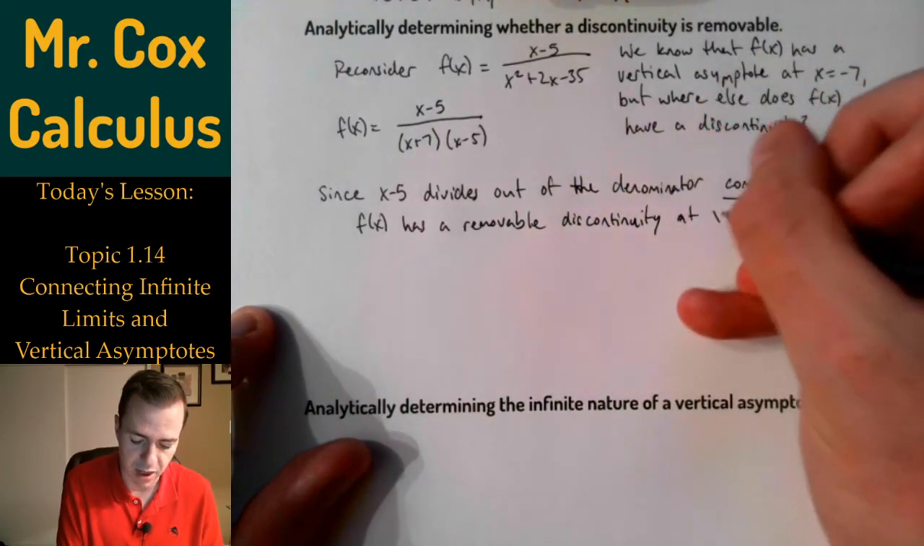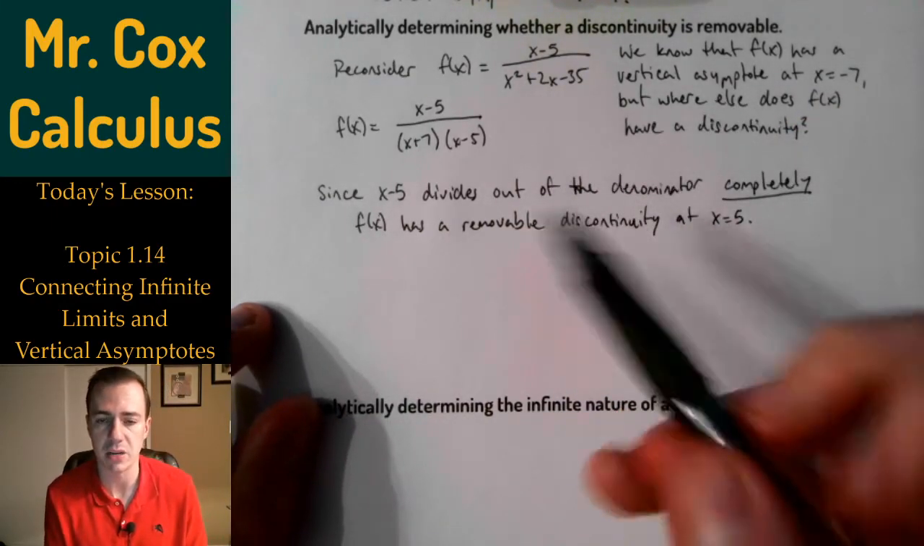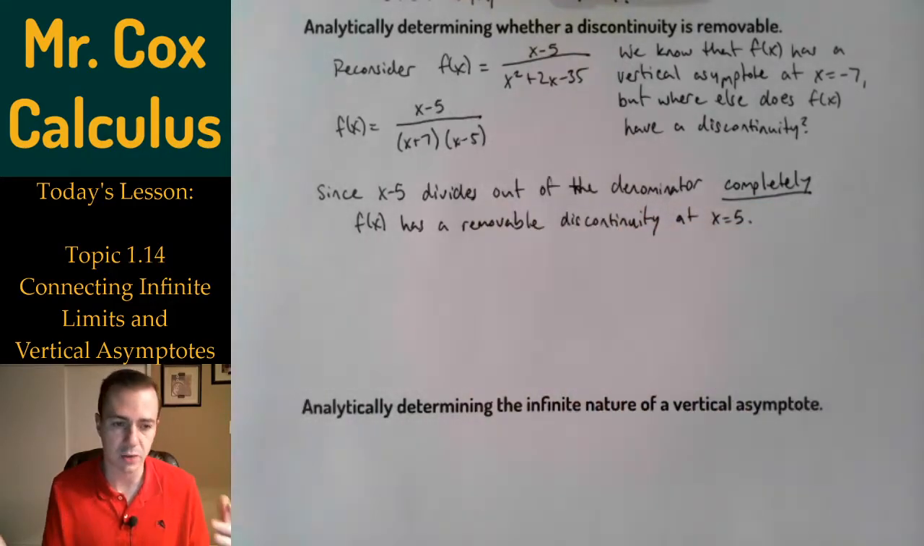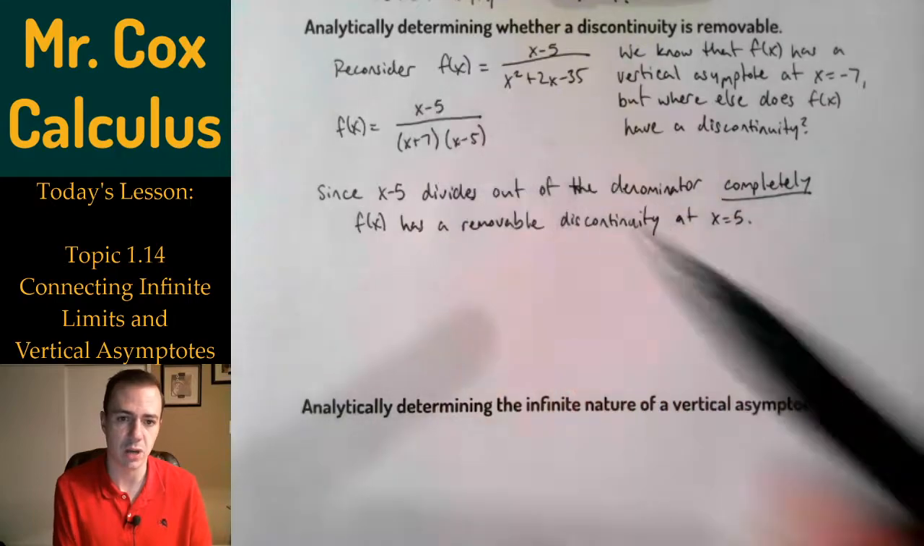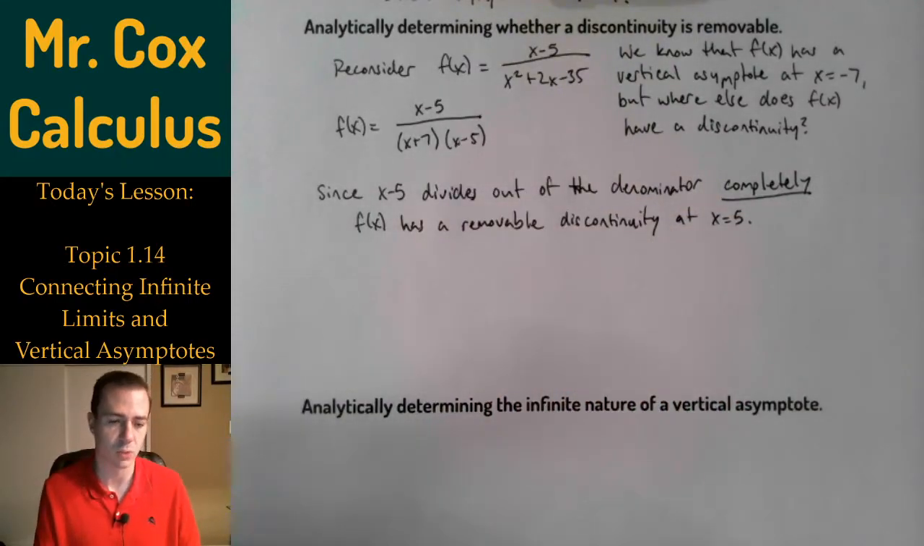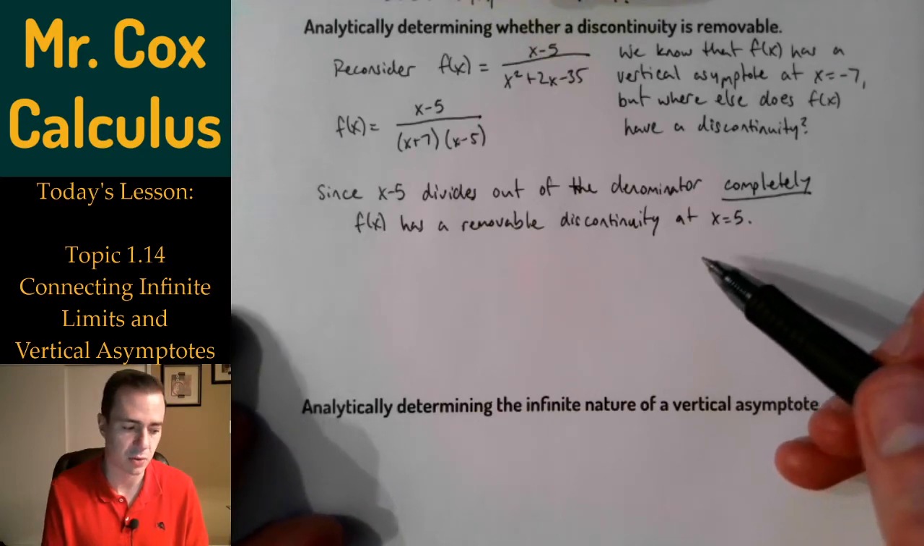at x equals 5. And you can probably intuitively see what would happen here. If those divided off, I could reevaluate the limit as x approaches 5. Those two would be gone, and I would end up with the limit as 1 over 12. The limit exists, and so we can say there's a removable discontinuity there.